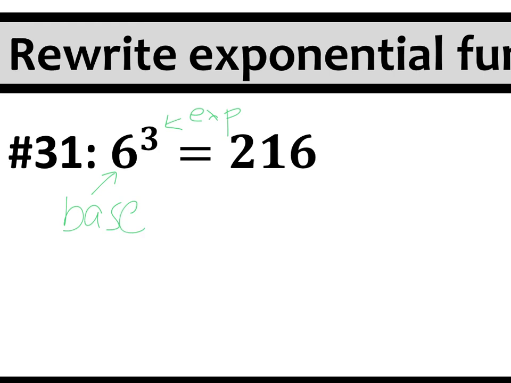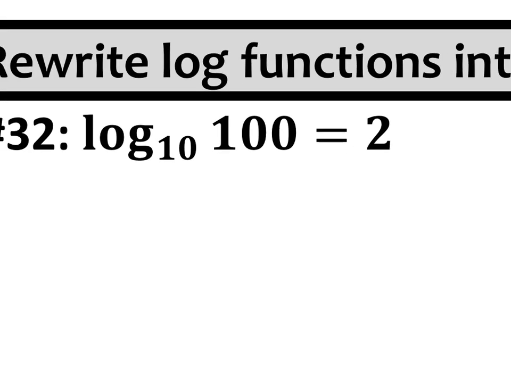Okay, now I'm going to scoot over to problem 32 and do the exact same thing. Okay, we read this as log base 10 of 100 equals 2. So we said log base 10. 10 is the base. Okay. And then when we learned about these, we talked about how logs are exponents. So logs equal the exponent. So 2 is going to be the exponent. There it is.